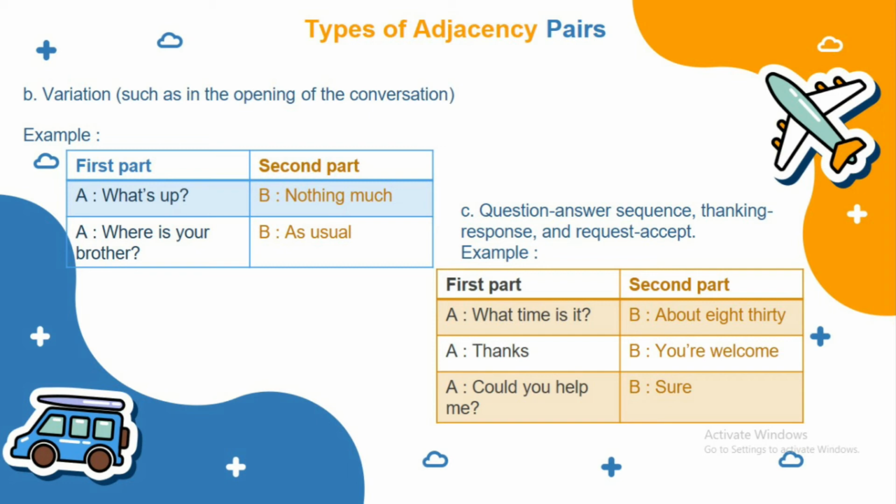For example, first part, A: what time is it? Second part, B: about 8:30. A: thanks. B: you are welcome. A: could you help me? B: sure. And the last is insertion sequence.